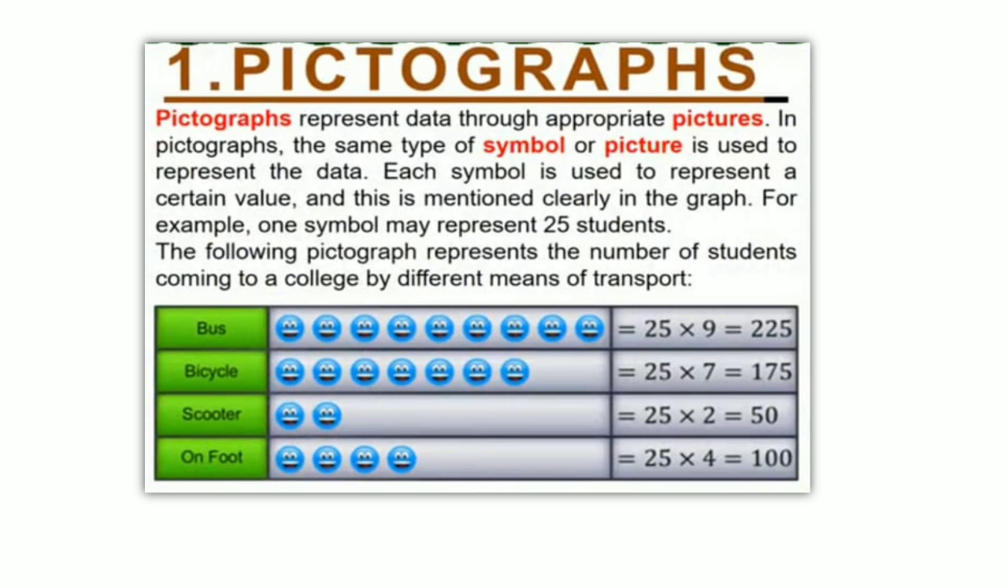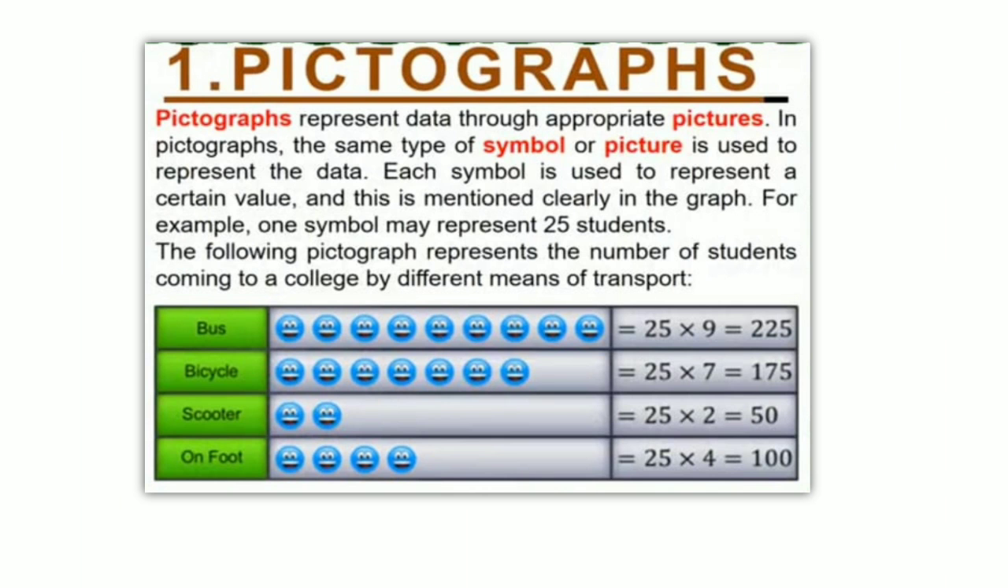You can see the following pictograph represents the number of students coming to a college by different means of transport. Now let's see how many students come to college by bus. How many smileys are there? Yes, there are 9 smileys. Each symbol represents 25 students, so 9 multiplied by 25. What do we get? 225 students are coming to college by bus.